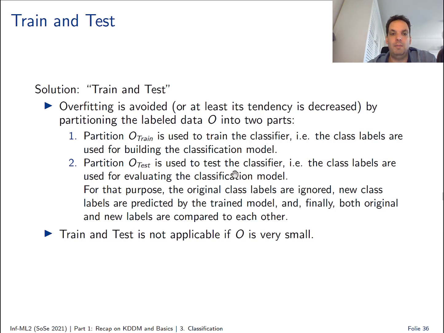In the latter case, the original class labels are of course ignored at first. Then we predict new class labels for those in the test set, and then we compare the predicted class labels to the original class labels in the test set. Be a little bit aware: train and test is not applicable per se, but very often it's harder to apply if the training set, the set of labeled objects, is very small. But in general, it's always a good idea to use train and test.